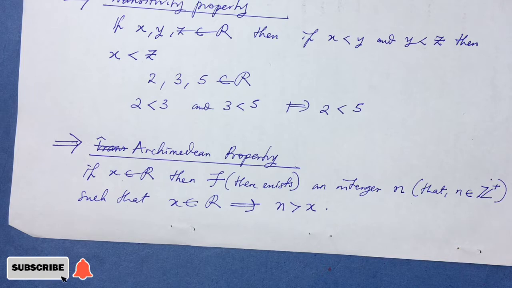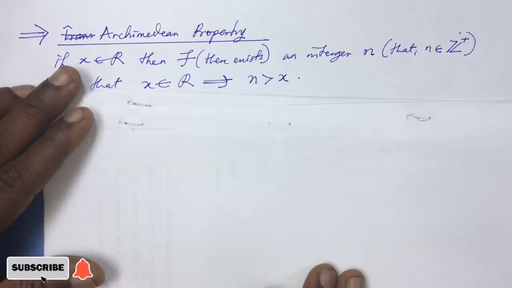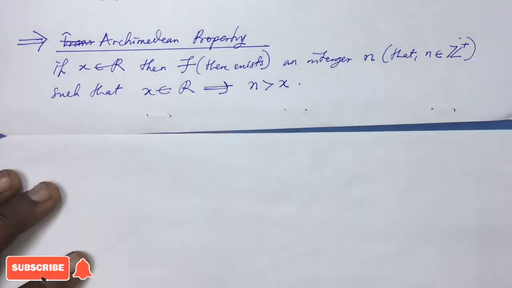Okay, so if you pick any number that is a real number, then there is a corresponding positive integer that is greater than that number you've picked as a real number. Let me explain this using an example. If you look at this, you will come to realize this. Now look at it carefully.